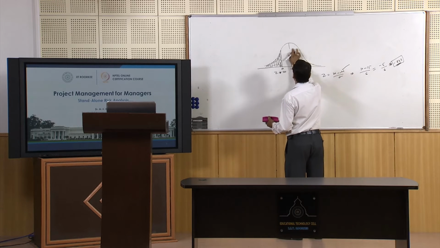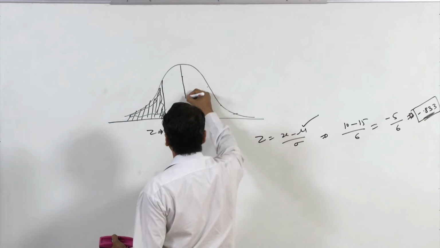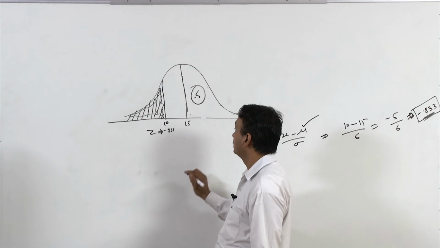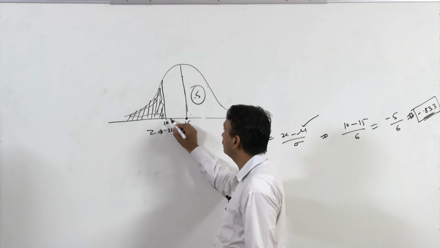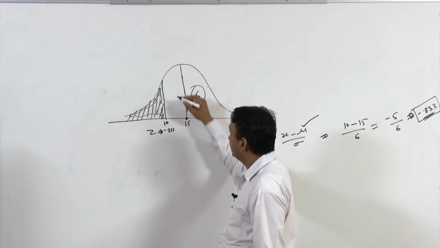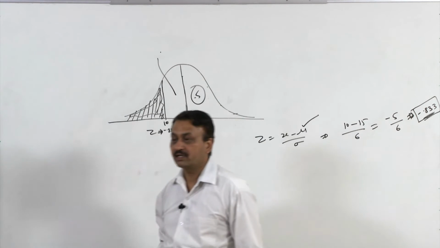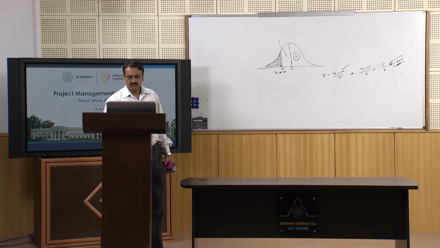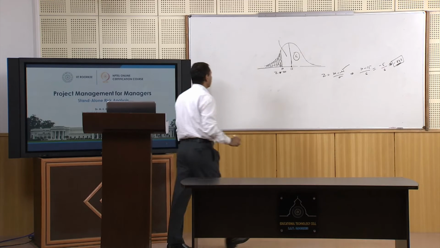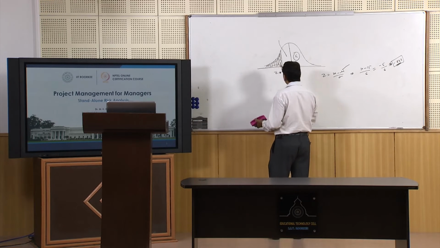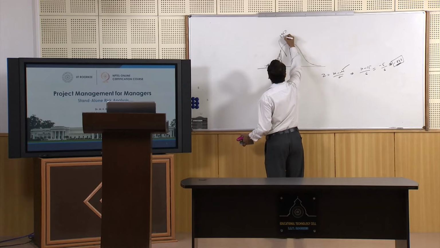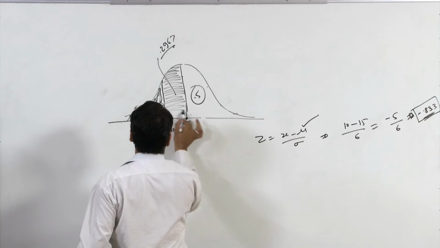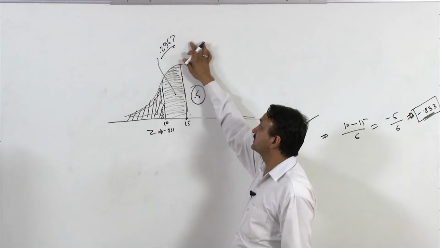So this side of the curve is 0.5, this side of the curve is 0.5. We want to know the area from here to here, and this area is what we have calculated from the table for 0.83, which is 0.2967. So this area is 0.2967.